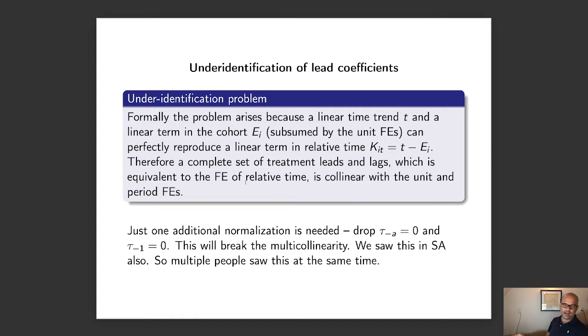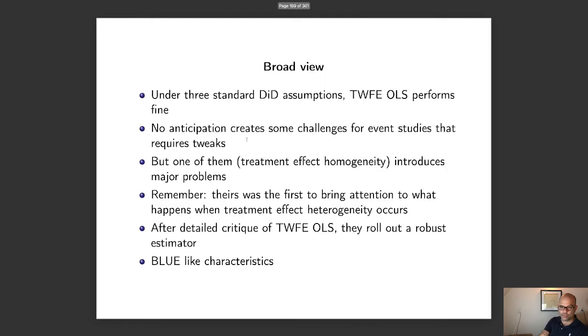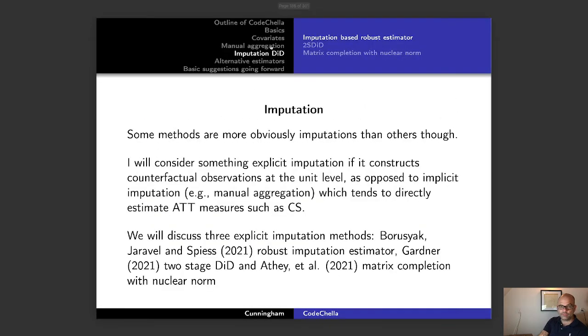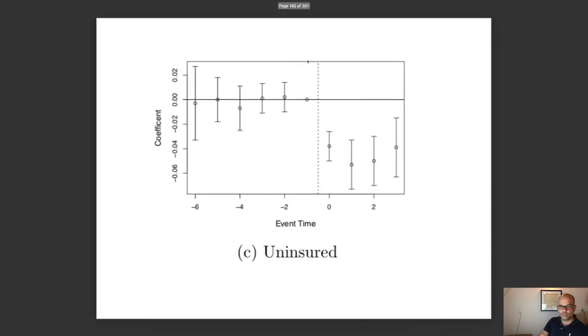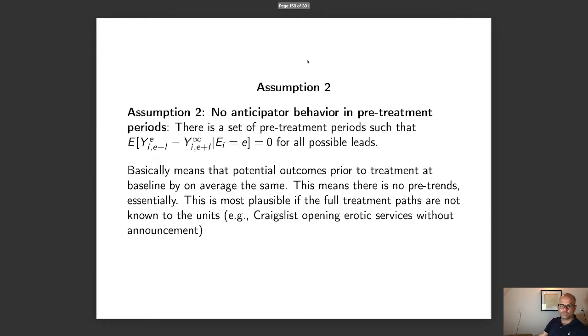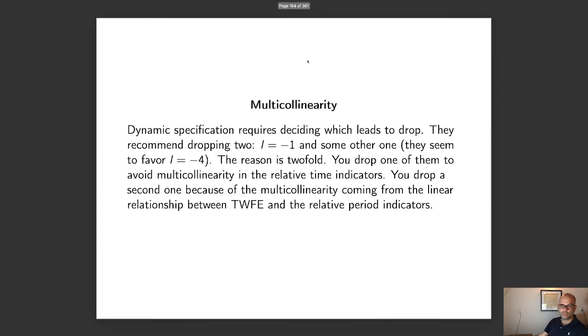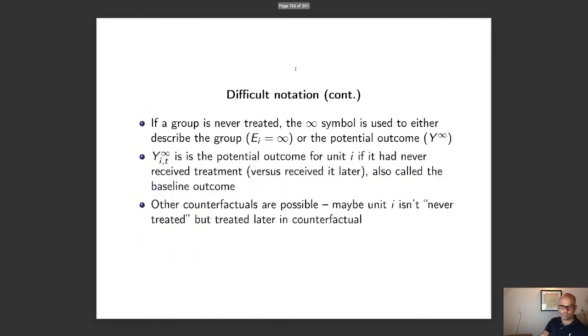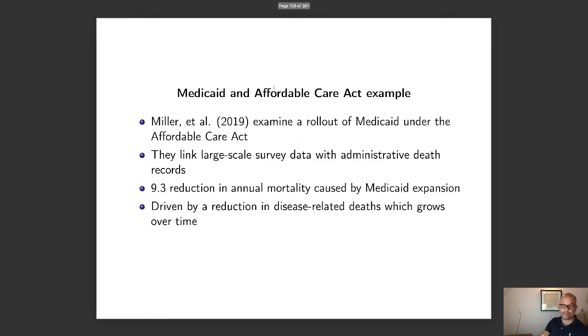So they say the under-identification of lead coefficients. That was when, just to show you where this was, here. This is what Sun and Abraham meant by the same thing. Okay. Multicollinearity.